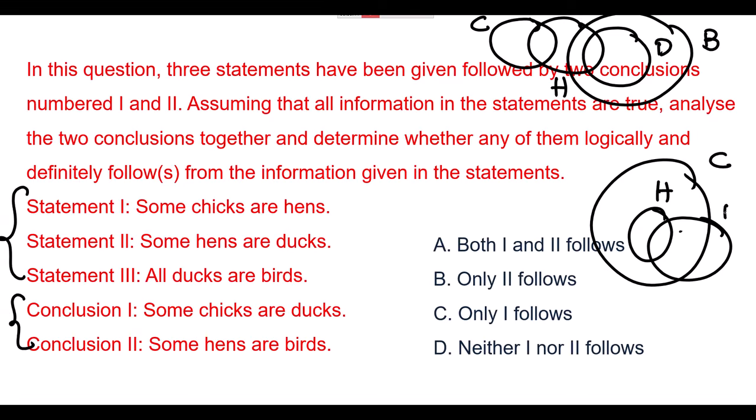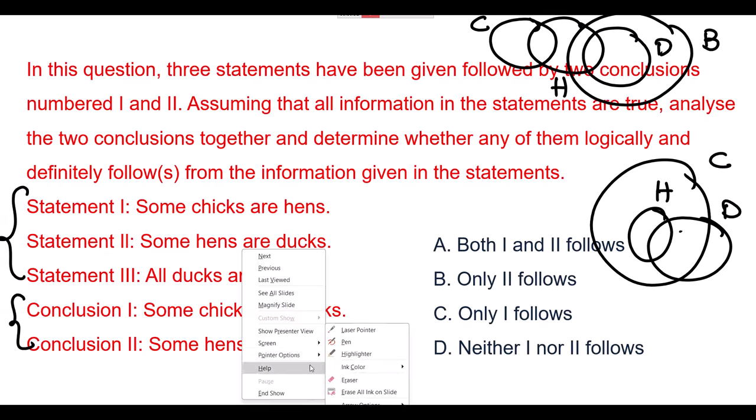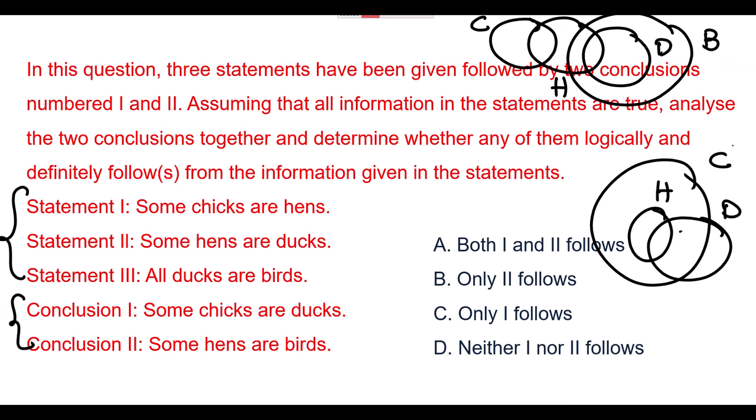Now, some hens are ducks. I can draw it like this; it's satisfied, some part of hens is in ducks. Now, all ducks are birds. I can draw a diagram like this, and I can draw it like this also. My job is first to draw the diagrams satisfying the given statements. Then I can say an answer is correct if it is satisfied in all diagrams.